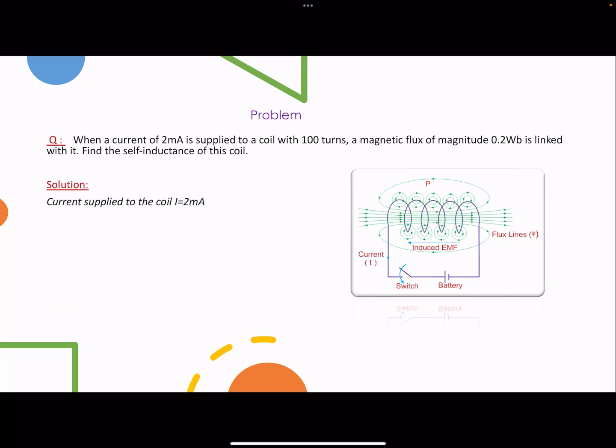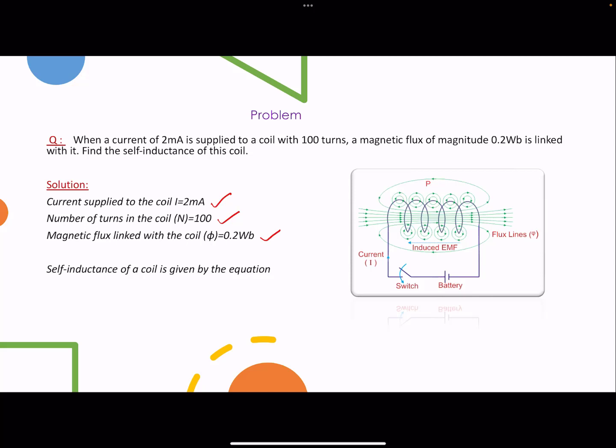Now according to the given data, we know that the current supplied to the coil I is equal to 2 milliamperes. The number of turns in the coil capital N is equal to 100. And the magnetic flux linked with the coil phi is equal to 0.2 Weber. Now the self-inductance of the coil is given by the equation L is equal to N phi by I. Now by substituting the values, we get L is equal to 100 into 0.2 by 2. So therefore we get the value of the self-inductance L is equal to 10 Henry. So that's why this coil has a self-inductance of 10 Henry. So this is how we can solve a problem related to the self-inductance.